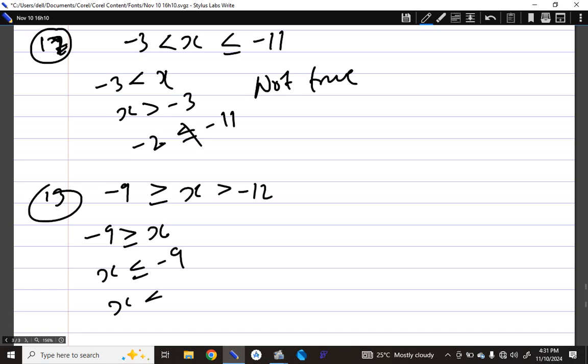So therefore x can be from, let's say, minus 10, because minus 10 is less than minus 9. But is minus 10 greater than minus 12? Yes, minus 10 is greater than minus 12. So this one is true.